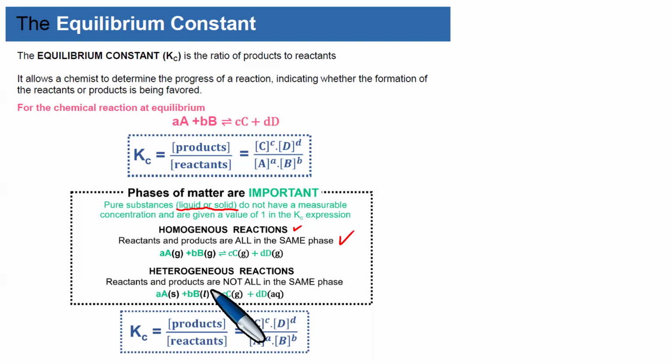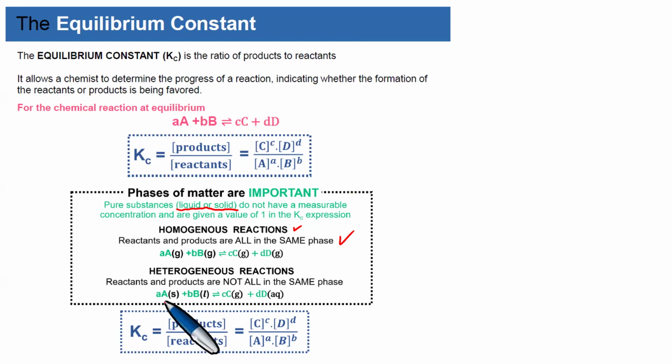Now, let's look at the next one. Looking at heterogeneous reactions, the reactants and products are not all in the same phase. So now we have aA plus bB, forward and reverse reactions, and cC plus dD. But you can see A is in the solid state, B is in the liquid, C is a gas, and D is in the aqueous state.